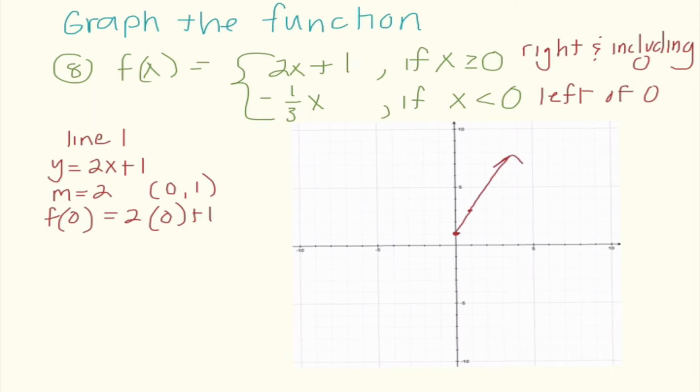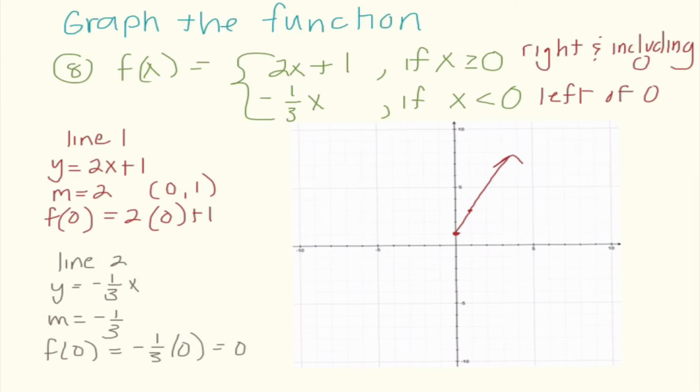Now, my second line is y equals negative 1/3 x. So my slope is negative 1/3. And when I put in 0 again, negative 1/3 times 0 is 0. So I have an ordered pair of (0, 0). This ordered pair has to be open because of the inequality symbol. I know it's not equal to. A slope of negative 1/3, I know that means that it should be decreasing from left to right.